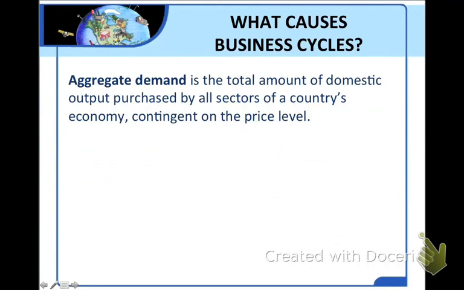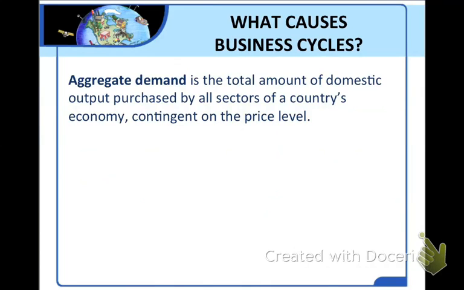Just because firms are willing and able to produce a certain amount of output doesn't mean they will actually produce it. After all, a firm will produce only what it thinks it can sell. Therefore, the total output firms actually produce depends not just on aggregate supply, but also on aggregate demand, the total output that people want to buy. So, aggregate demand is the total amount of domestic output purchased by all sectors of the country's economy, contingent on the price level. Higher price levels lead to lower levels of aggregate demand and vice versa.